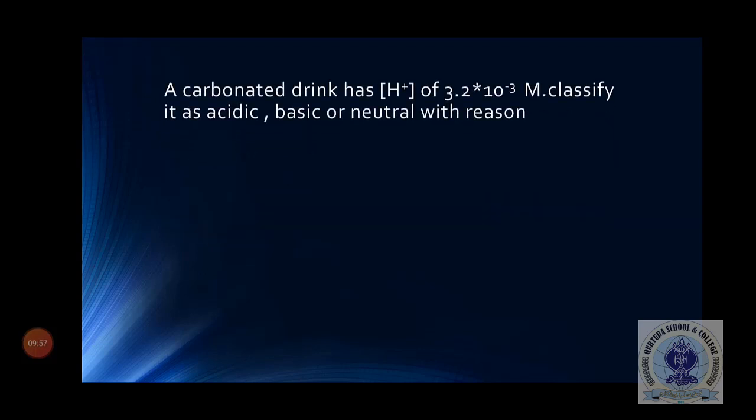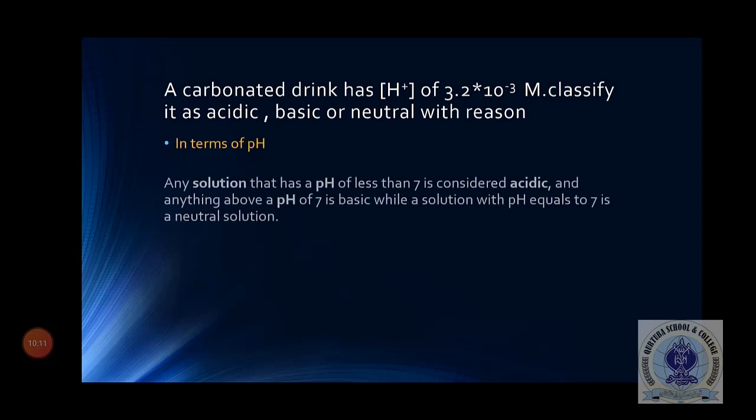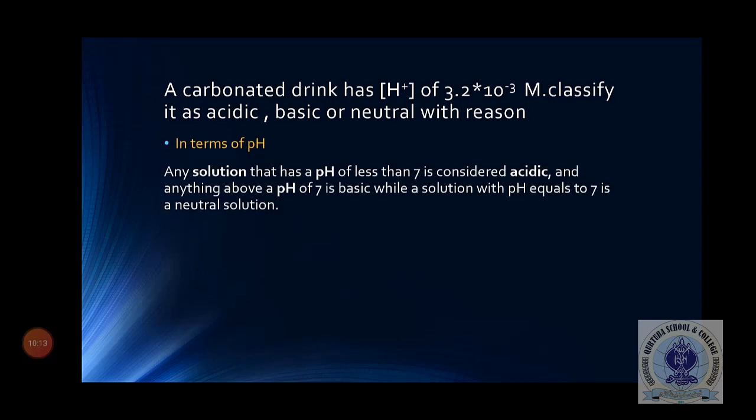Now there is a drink, called a carbonated drink, that has a hydrogen ion concentration of 3.2 multiplied by 10 raised to the power minus 3 molar. We have to classify it as acidic, basic, or neutral with reason. In terms of pH, any solution that has a pH of less than 7 is considered acidic, a pH greater than 7 is basic, and a pH equal to 7 is a neutral solution. Now we have to find the pH of the above solution.